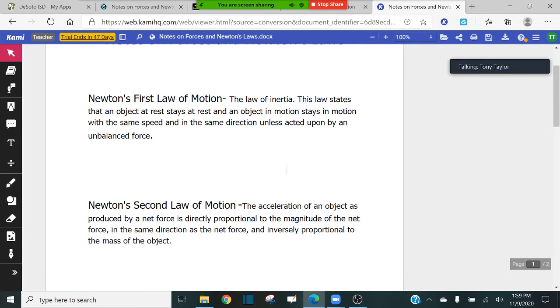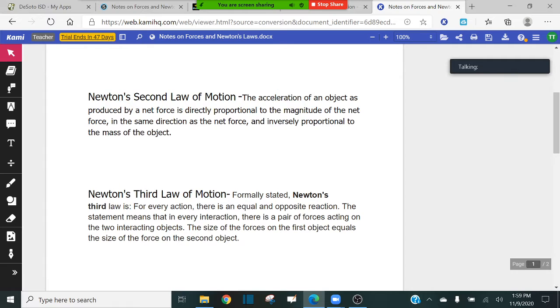Okay, so we discussed the first law. Now, let's look at the second law. Newton's second law of motion says that the acceleration of an object as produced by a net force is directly proportional to the magnitude of the net force, in the same direction as the net force, and inversely proportional to the mass of the object.